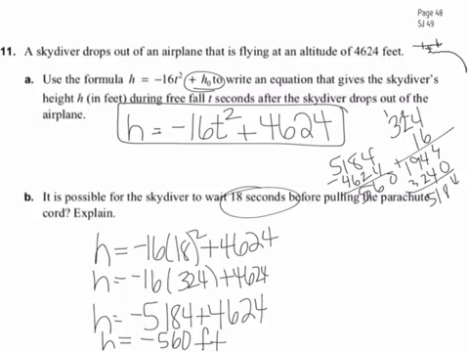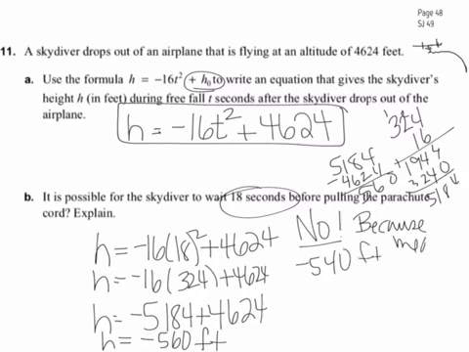Can the skydiver wait 18 seconds to jump from the plane? Because this will be his height after 18 seconds, negative 560 feet. What do you think? Yes or no? The answer is no. And why? Because we got a negative height. Because negative 560 feet means below the Earth's surface, which means the skydiver would not survive.